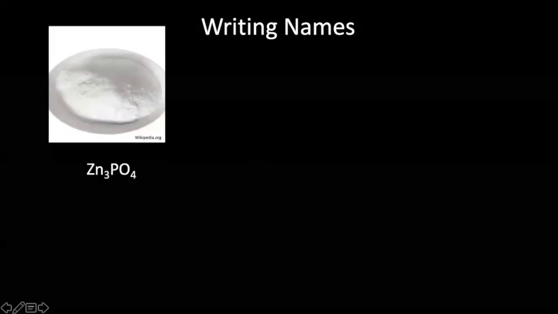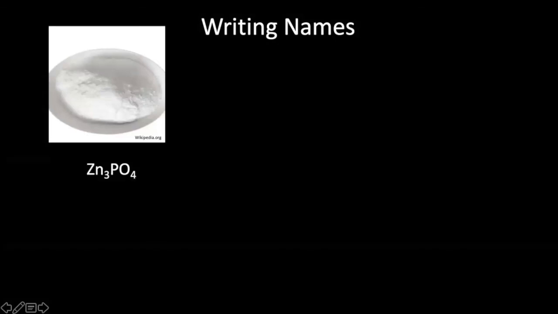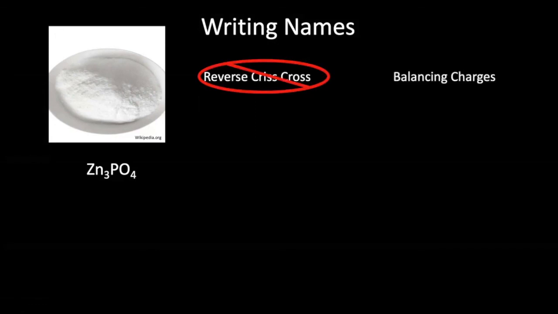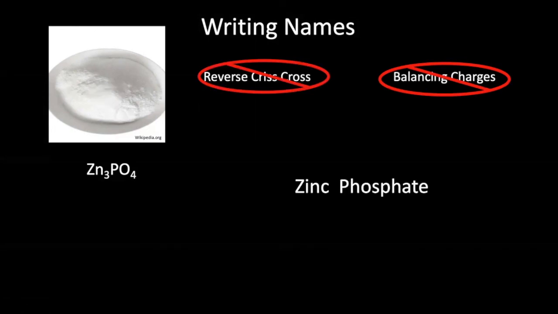And our final example is Zn3PO4. Now, if we look a little bit more closely at that, Zn is the element zinc. If you recall from earlier, zinc is actually one of our exceptions. So we don't need to use the reverse crisscross method, and we don't need to use the balancing charges method, because zinc does not require a Roman numeral. So all we have to do is simply write the name of the cation, zinc, and the name of the anion, in this case it's a polyatomic and the ending doesn't need to be changed, as phosphate.